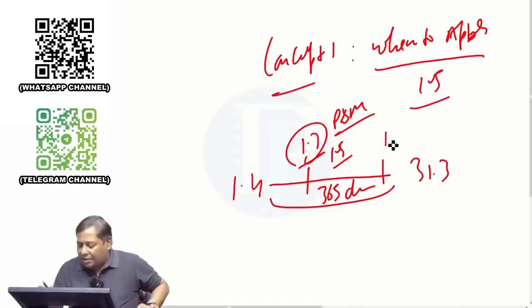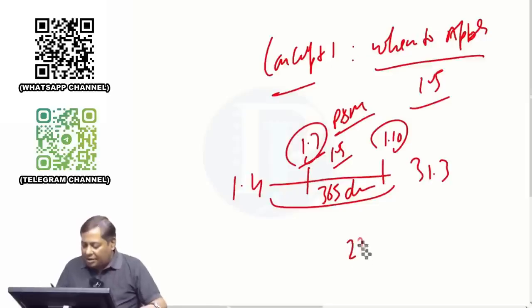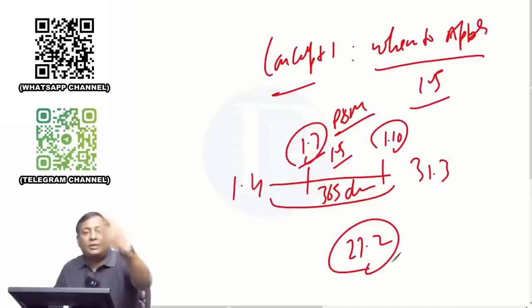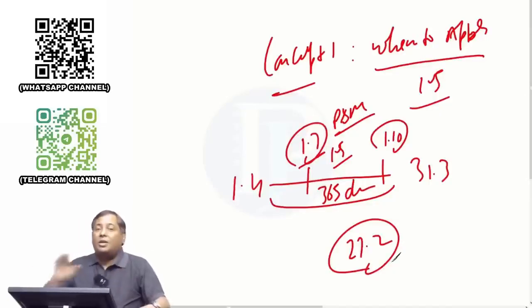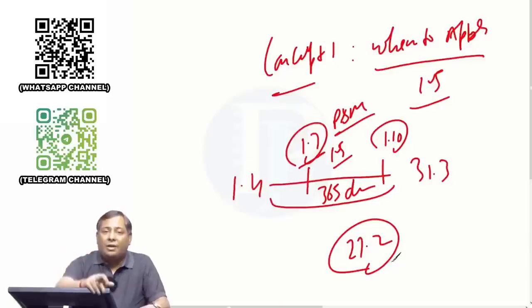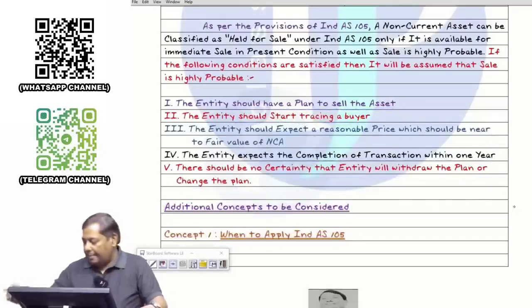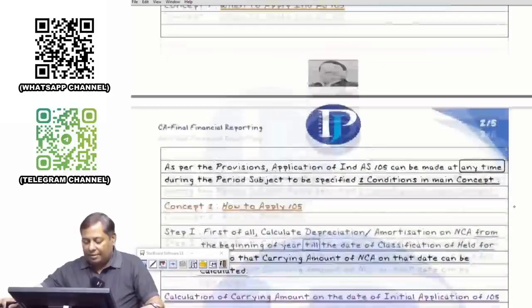If your conditions are fulfilled on October 1, then put it on 1st October. If your conditions are fulfilled on 27 February, then put it on 27th. Any day you fulfill these conditions, the application of 105 will start. Okay? At any day during the period. First concept I explained. Look at this. This is our first concept: when to apply AS 105.